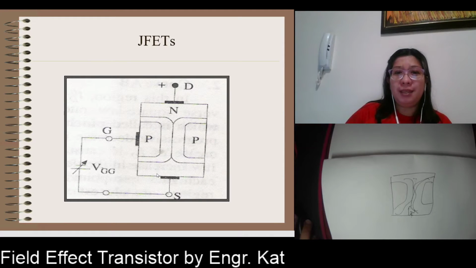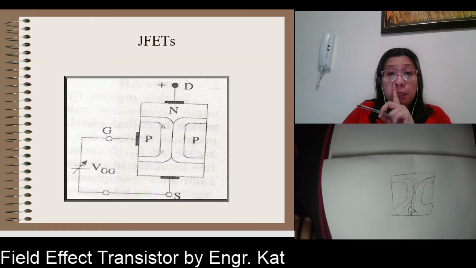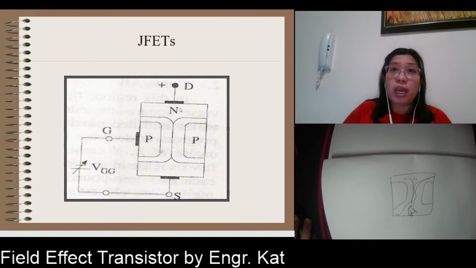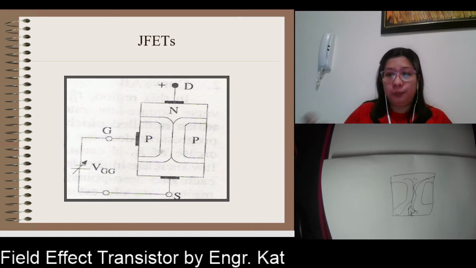What happens is like this. Upon further increasing your reverse bias here, the depletion region widens and widens until it closes the channel. When the channel is closed, where will your current flow? No more. Therefore, in this case, your ID is equal to 0.